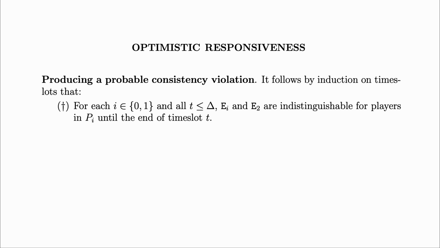Okay, so how do we produce a provable consistency violation? Well, it follows by induction on time slots that for each i in 0, 1 and all t less than delta, Ei and E2 are indistinguishable for players in Pi until the end of time slot t. So E0 is indistinguishable from E2 as far as the players in P0 are concerned, up until the end of time slot t for all t less than delta. Similarly, E1 is indistinguishable from E2 for players in P1 up until time slot delta.